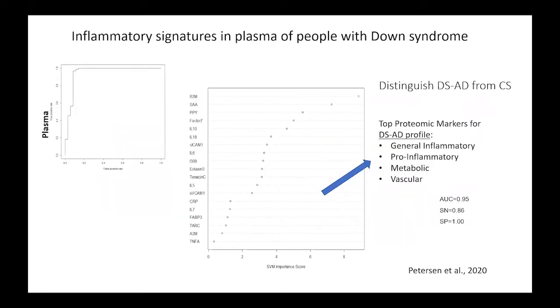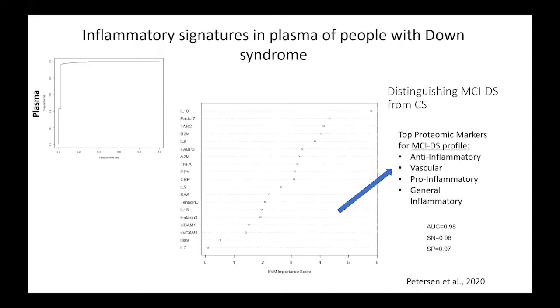And what Melissa found in this examination is that when she compares people who have dementia with Down syndrome to those who are cognitively stable, the biggest hits she sees in terms of which proteins in the plasma distinguish those two groups are inflammation. A lot of inflammatory molecules are engaged here. And similarly, when she looks at mild cognitive impairment in people with Down syndrome and compares those to people who are cognitively stable, again, she sees a lot of inflammatory proteins distinguishing those two groups, plus some vascular proteins, which is a great lead for us.